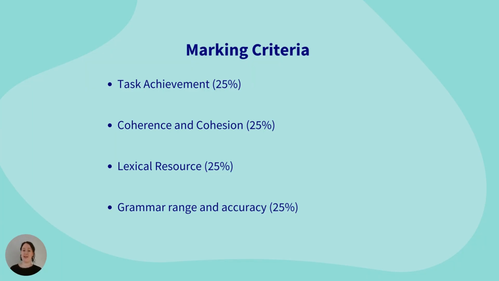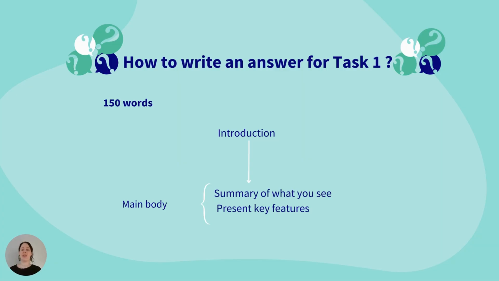Remember, there are 4 marking criteria for Task 1, and each is worth 25% of your total score for Task 1. When you are completing your example question today, I suggest trying to identify your weakest area so you can work on it. In later lessons of this video series, we will look at how to improve each area in detail. As always, you can find the link to the full marking criteria in the description box, so make sure to check that out. Now, let's go over how to structure your Task 1 answer.